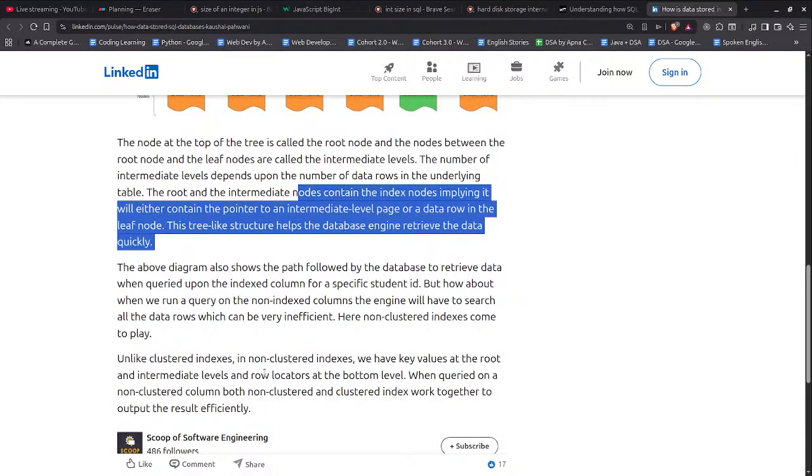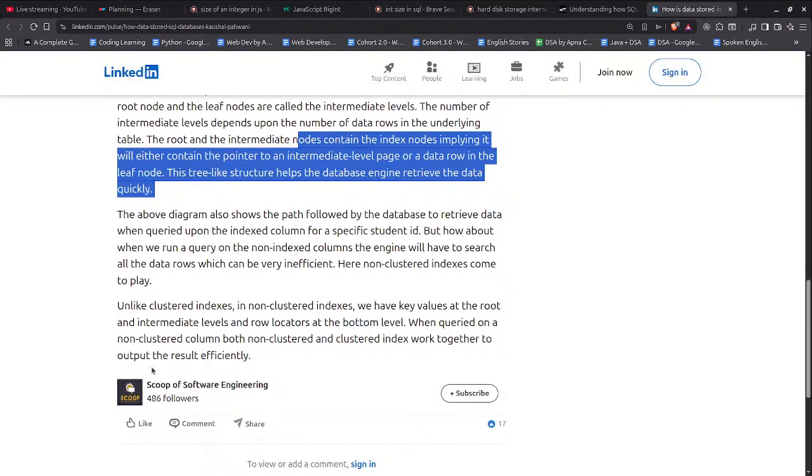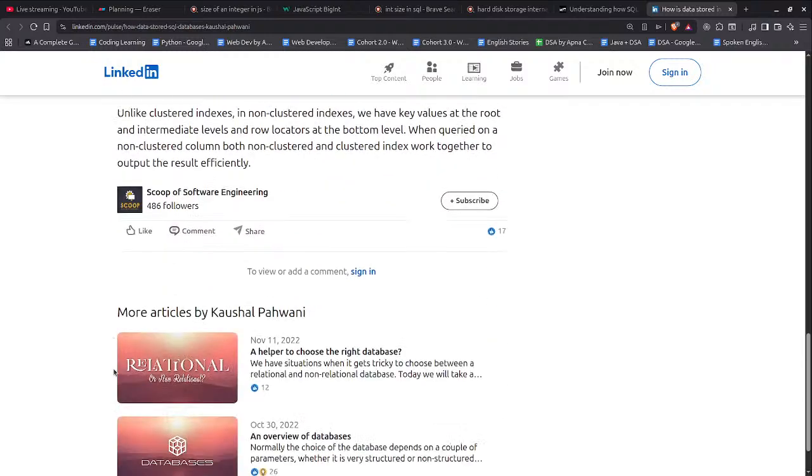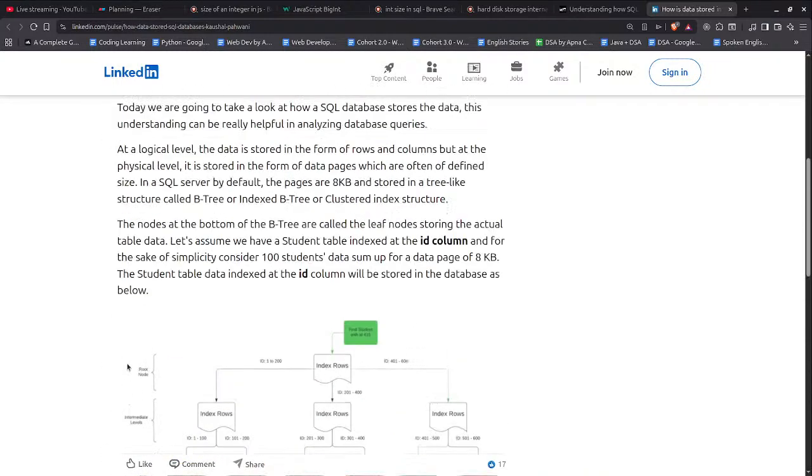But how about when we run a query on the non-indexed column? The engine will have to search all the data from all the data rows, which can be very inefficient. Here non-clustered indexes come into play. Unlike clustered indexes, in non-clustered indexes we have key values at the root and intermediate levels, and row locators at the bottom level. When queried on a non-clustered column, both non-clustered and clustered index work together to output the result efficiently.